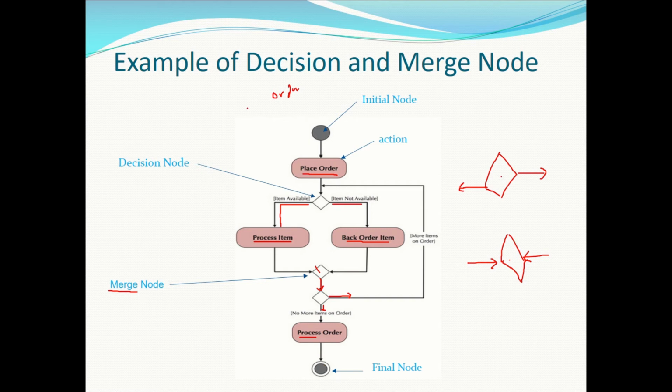So this shows exactly the main steps you do when you make any order. You place an order. We check if the item is available. If the item is available, we add it to the basket. If the item is not available, then we have to order it from somewhere else. And for both of them, we then decide whether you want to order more items or just finish. If you finish, then you go and process the order, make the payment or whatever, and that's the end node here. That's the final node of it.